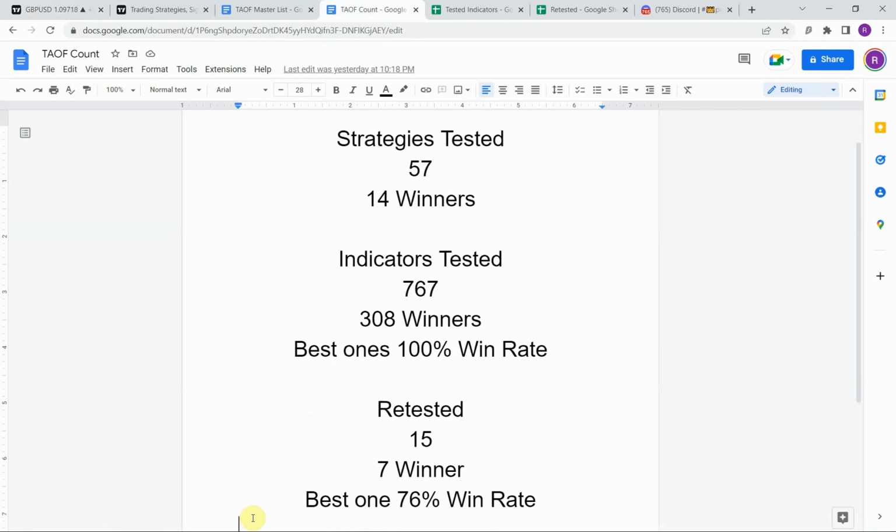The best ones so far were able to achieve a 100% win rate. Now, you need to go back and watch those videos to understand the context of how they were able to achieve that. So go back and watch those videos and see what you can get out of those winning indicators. We've also retested in the advanced testing 15 of the winning indicators. This one will be the 16th. 7 of them have been able to maintain the winning status. The best one, a 76% win rate. Now, keep in mind that we test most of the strategies and indicators on the Forex and crypto market, but they can be applied to just about any market universally.